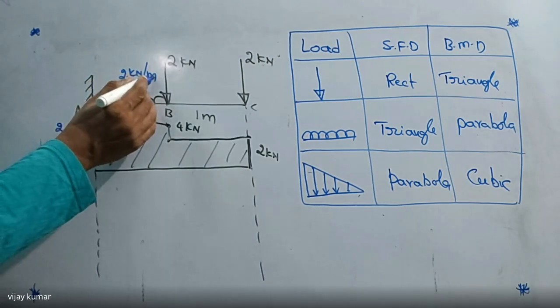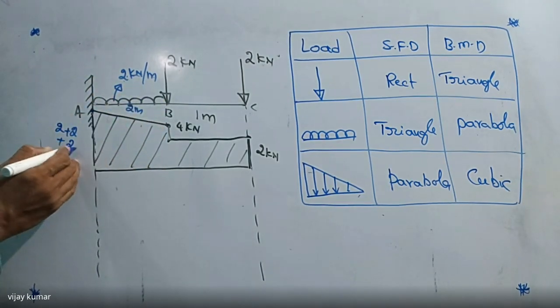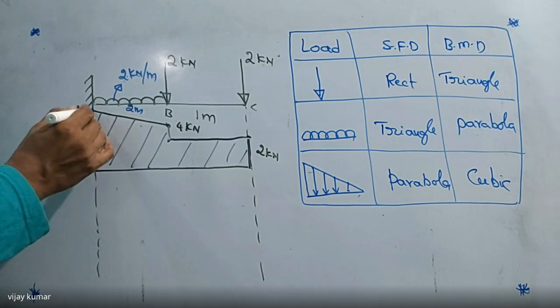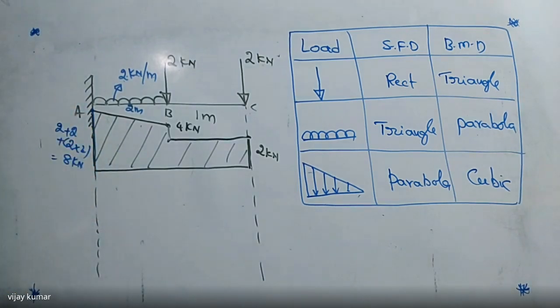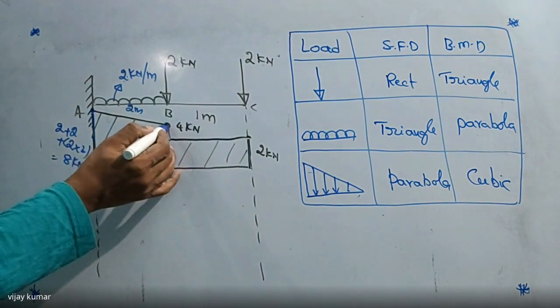This is kilonewton per meter, but how much length does this uniformly distributed load have? 2 meters. So 2 into 2, that is totally 4. That is 8 kilonewtons, the maximum shear force here. Which is here 8 kilonewtons. This point is nothing but 4 kilonewtons.